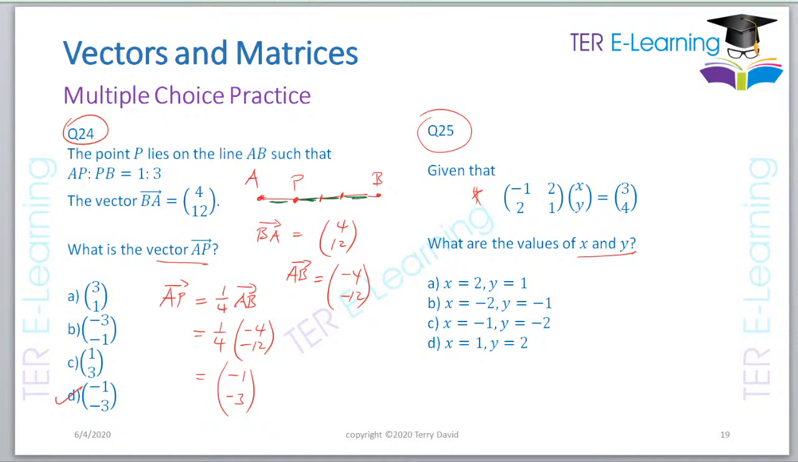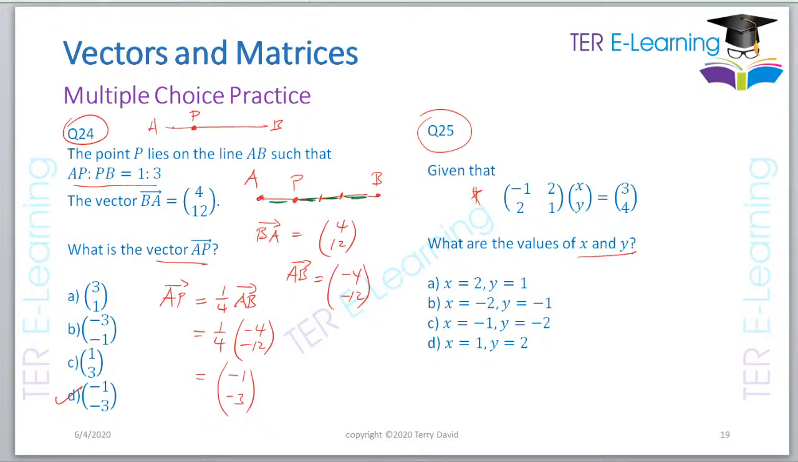So while some of y'all are working on 25, somebody asked a question about 24. In the case of 24, we need to look at the ratio, right? This ratio is saying that AP to PB is 1 to 3. So if you have a line AB, the ratio tells me where the point P is along this line. P is such that AP to PB is 1 to 3.